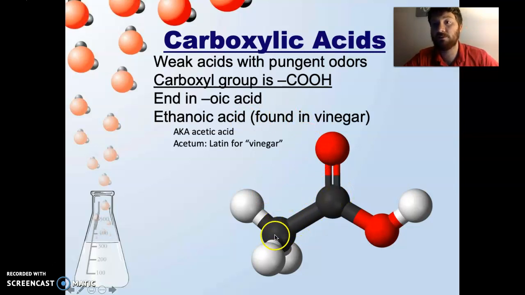Ethane is 2 carbons, and instead of it being ethanol with just 1 alcohol group, it has COOH, making it ethanoic acid, or in this case, vinegar.